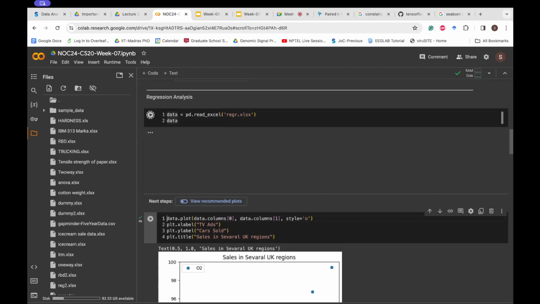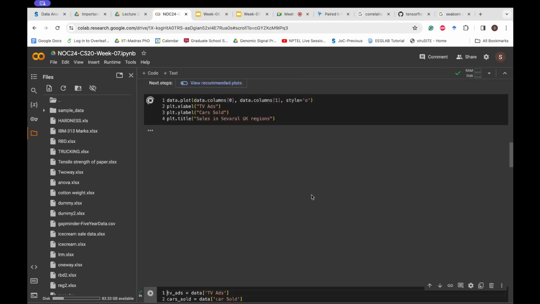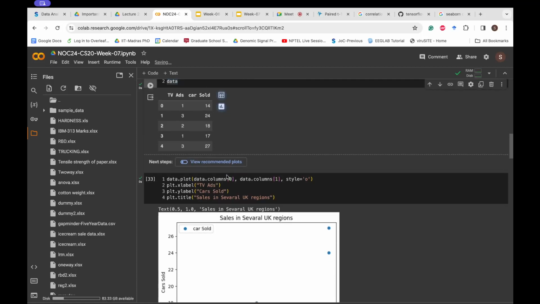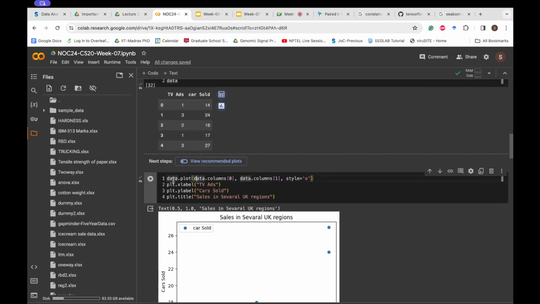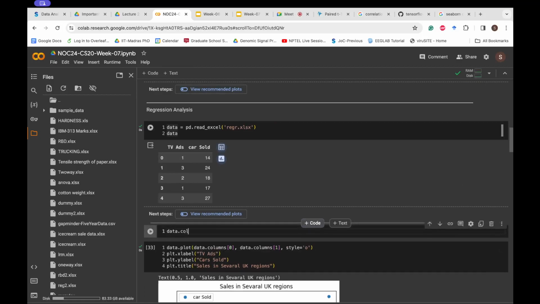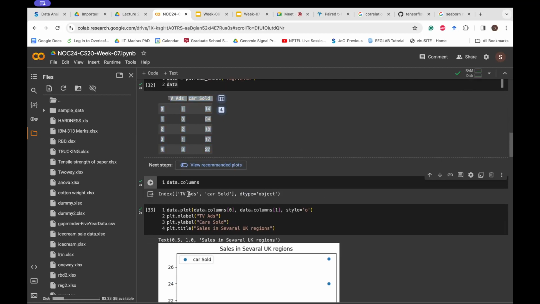Here in linear regression, you have been given one independent variable and a dependent variable. I am reading this data from regression.xlsx, and let us plot this over here. I am reading this data in this data frame. It has two columns, TV ads and cars sold. They are already named, though you can also give names to the columns, but we are using them as they are. Let me just print data.columns over here. It will be a list of the column names present in the data frame. So data.columns[0] will give me the first column name, data.columns[1] will give me the second column name.